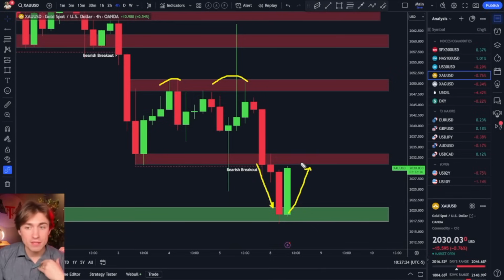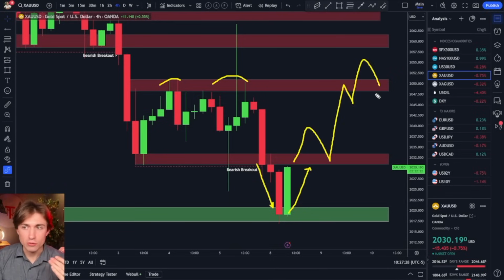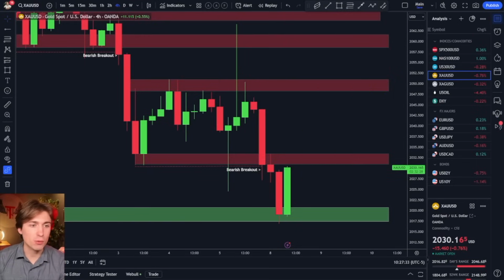For the bulls like myself out there, I would like to start seeing some higher highs and higher lows before I can actually solidly start buying gold again. So that's what I am personally looking for.